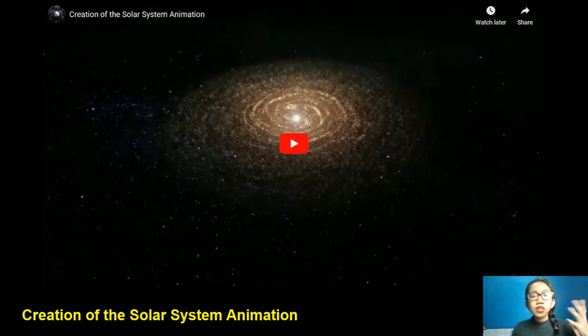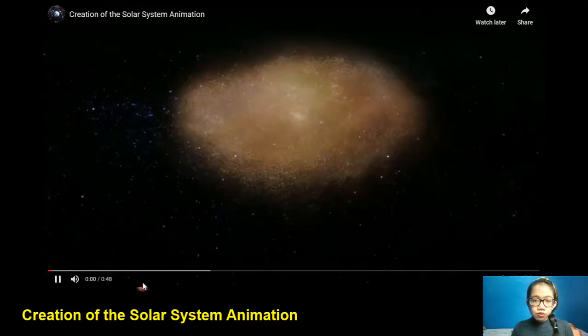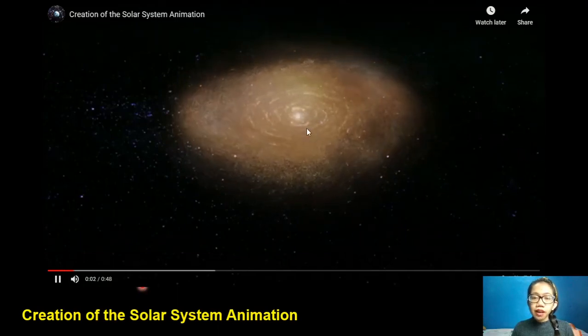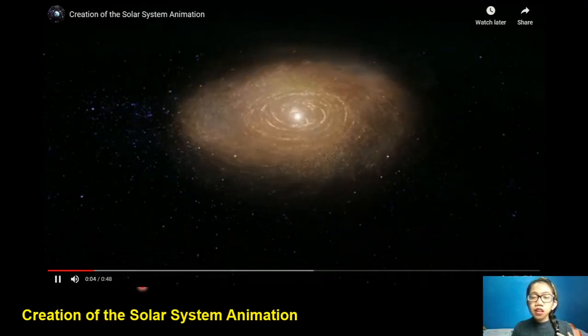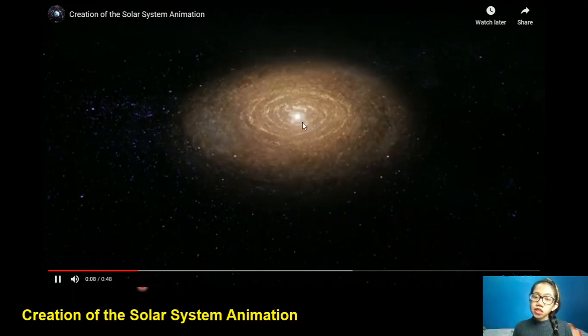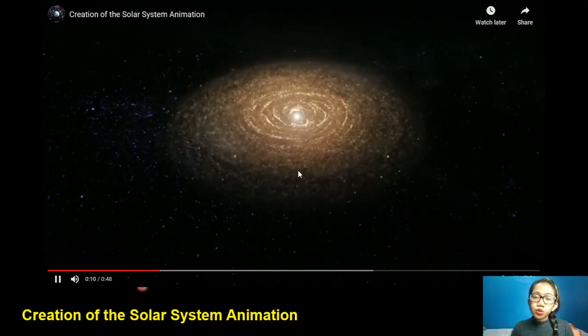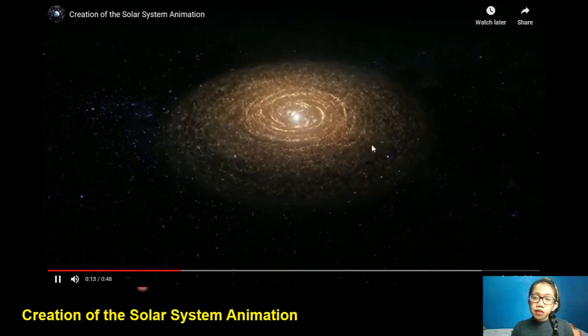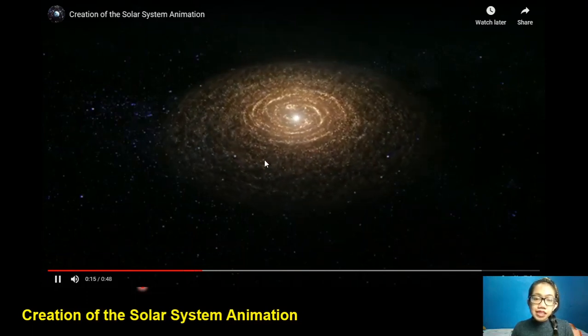This is a video showing an animation of the creation of the solar system, just to give you an idea of how it all occurred. This is a nebula, and because of the collapse in the middle, the star started to form, and the spinning will still continue. Due to the spinning, the particles would coalesce or combine.